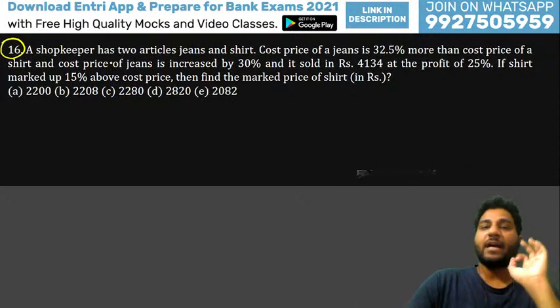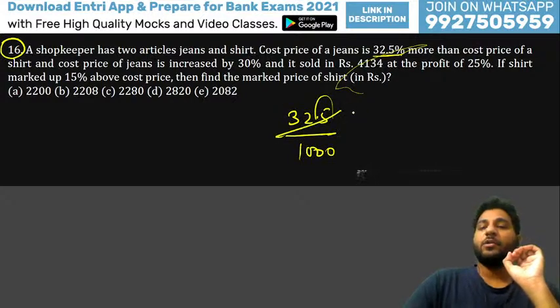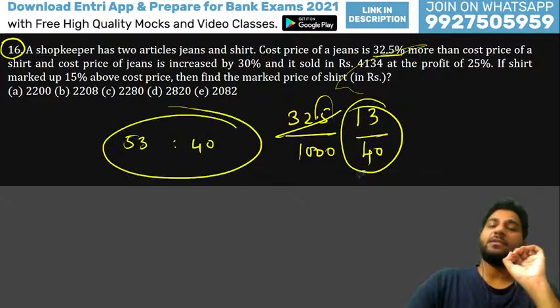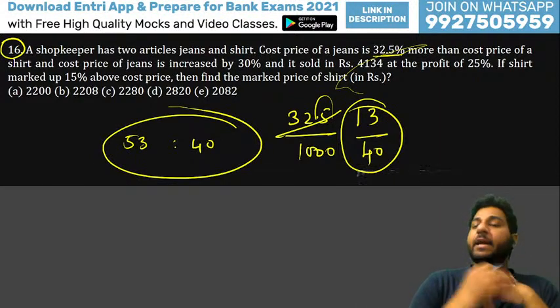Look at the data. The shopkeeper has 2 articles, jeans and shirt. Cost price 32.5%. The moment you choose 32.5% more, look at this. When you take the decimal, 25 ones are 25. In 25, 13 divided by 40. Your ratio will come as 53 and 40, and that makes the whole composition typical. Why? You will be getting the data in decimal.